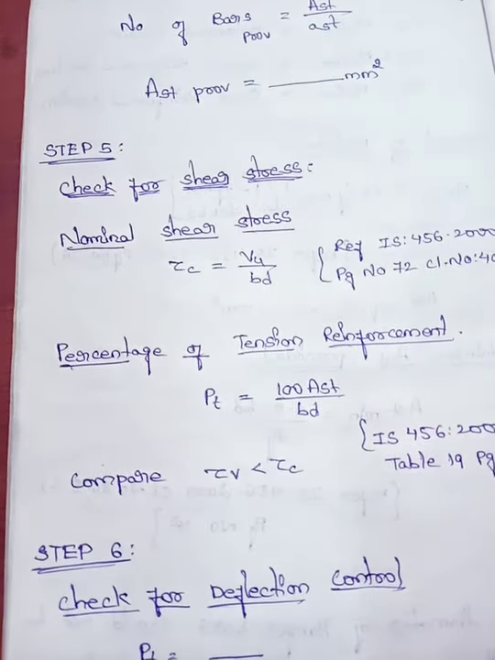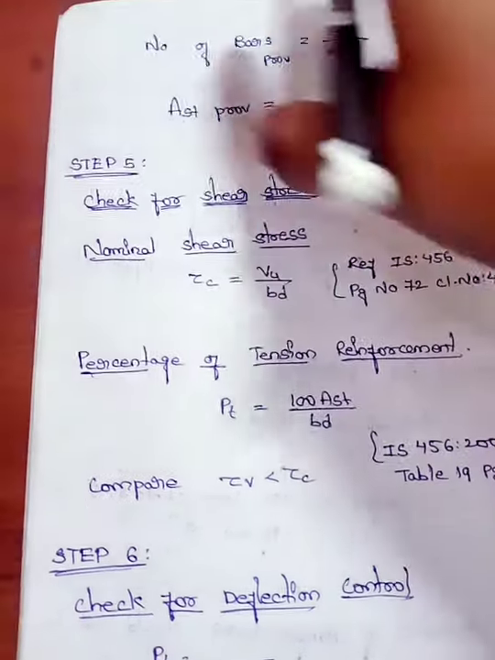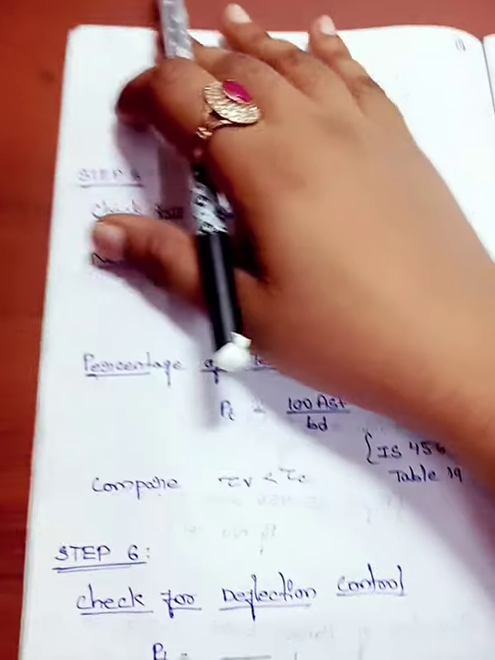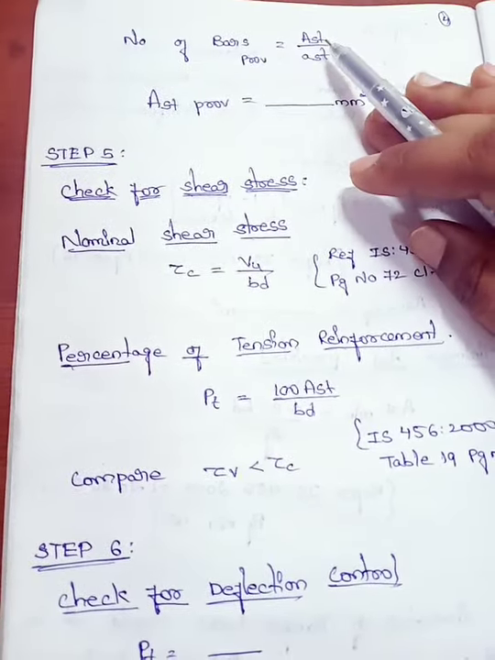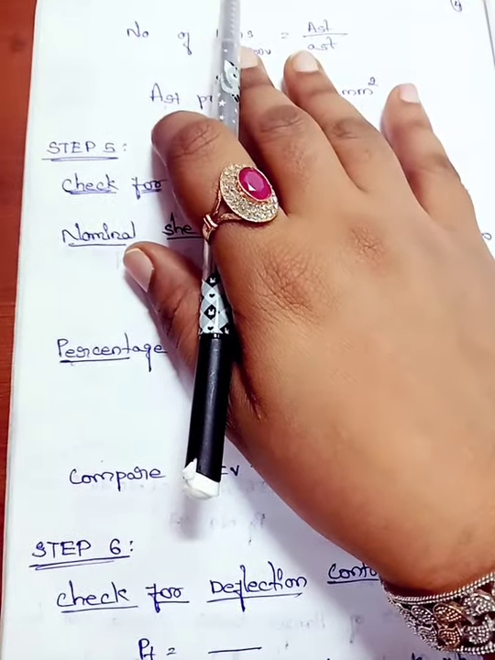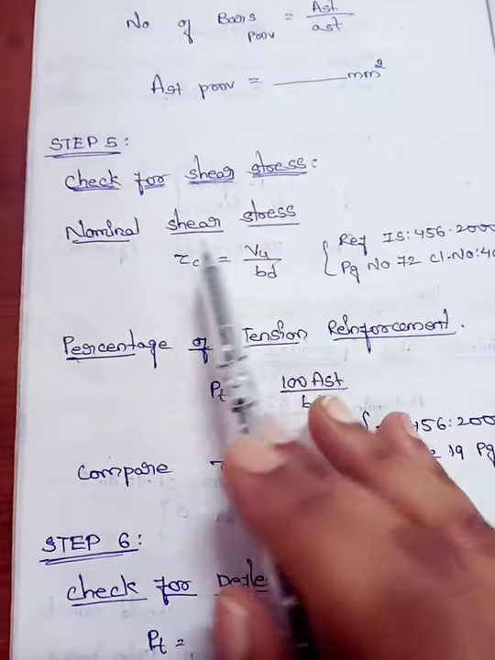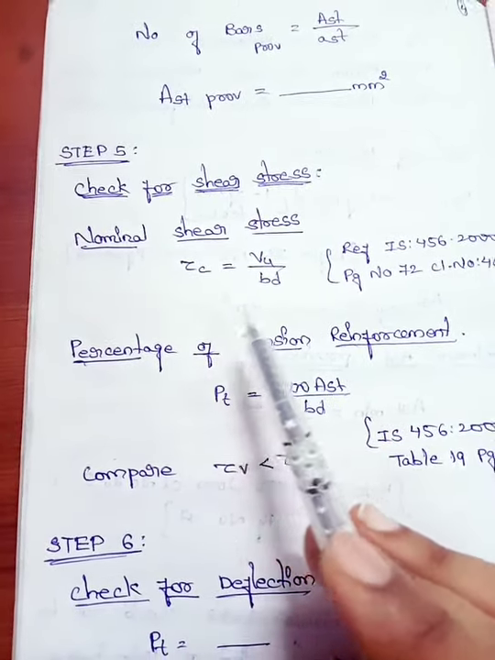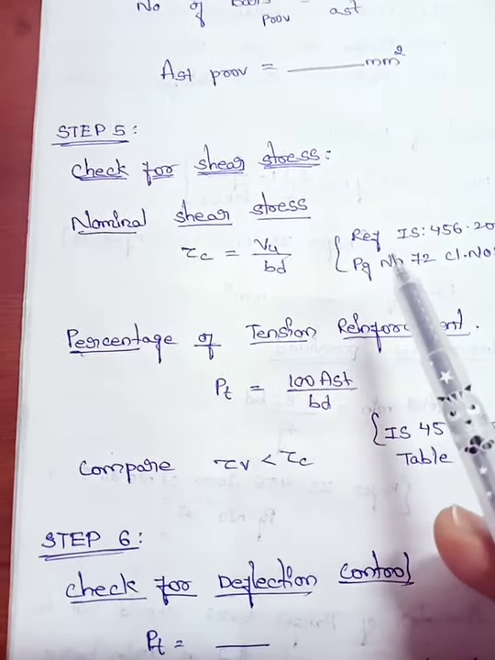After that you need to cross check whether whatever we have calculated is satisfying or not. After getting the number of bars and diameter of the bars, we have designed the complete beam. So we have designed the single reinforcement beam, but you need to check whether it satisfies the requirements for shear and deflection. That you need to calculate.